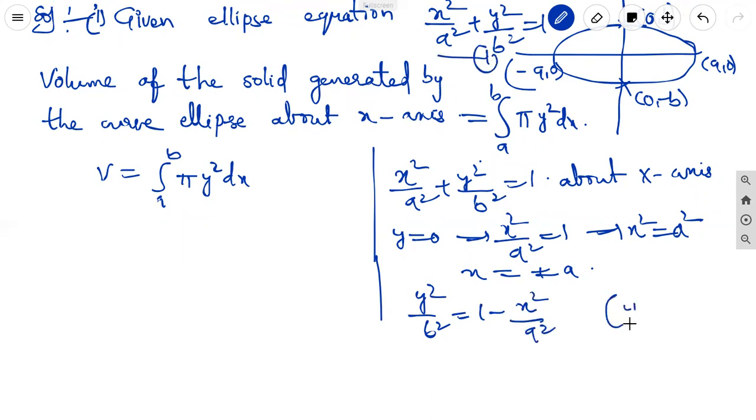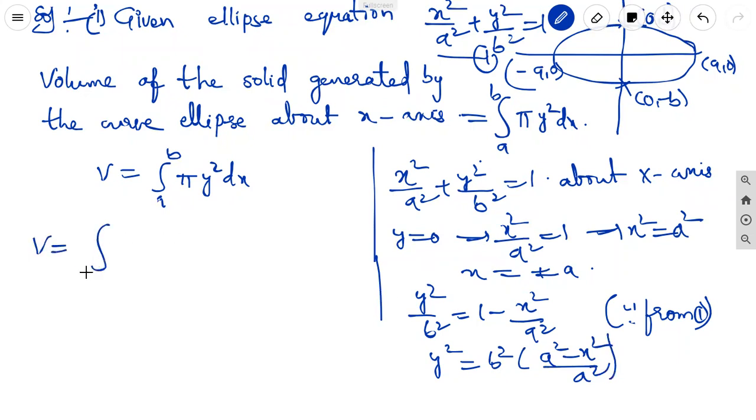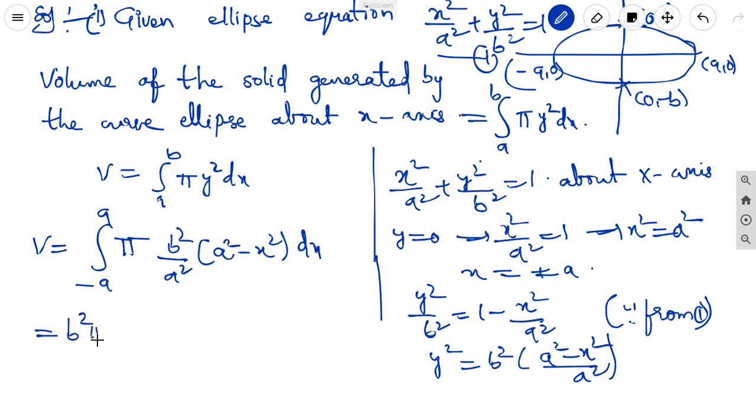This is since from 1. And cross multiply, y square equal to, taking the LCM, b square into a square minus x square by a square. Right, here v is equal to limits of x minus a to a pi y square is equal to b square by a square into a square minus x square into dx. This is a constant, right, outside, b square pi by a square integral minus a to a into a square minus x square into dx.